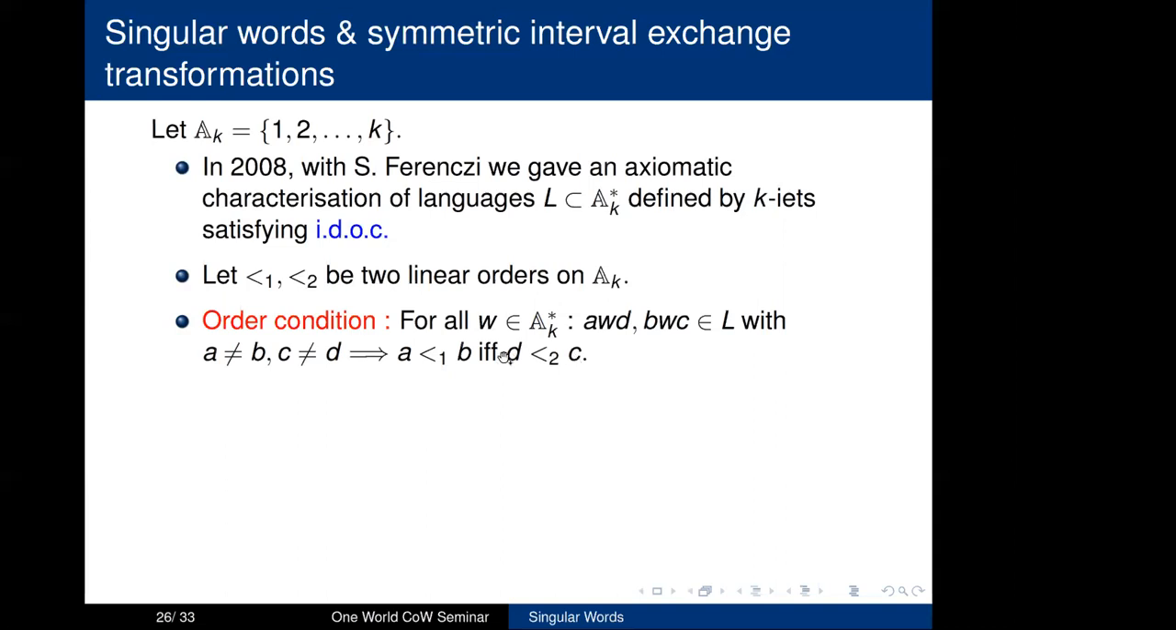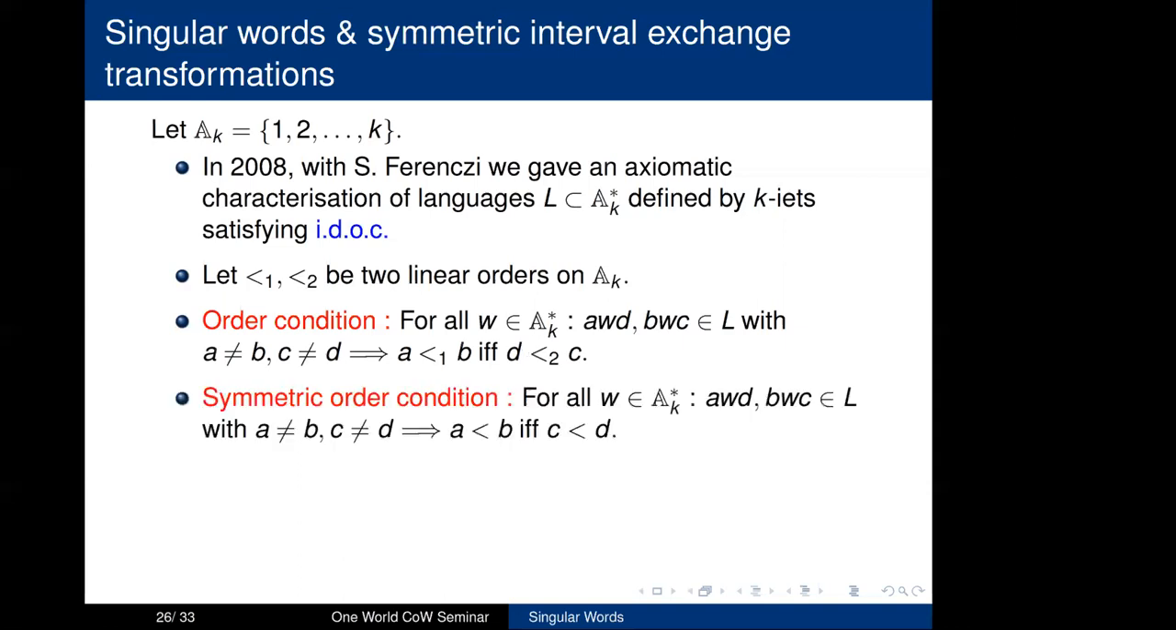So in particular, if you take the first order to be the usual order, 1 is less than 2 is less than 3, etc., and you take this to be the reverse order, so 1 is bigger than 2 is bigger than 3, etc., then this statement translates to this one. It says that whenever AWD and BWC are in the language, if A is less than B, then C is less than D, and vice versa. Okay, and I call this the symmetric order condition. As I said, it's what you get if you replace this with the usual order and this with the opposite order, and that's what you get with symmetric interval exchanges.